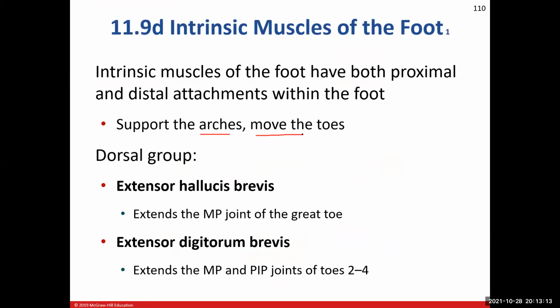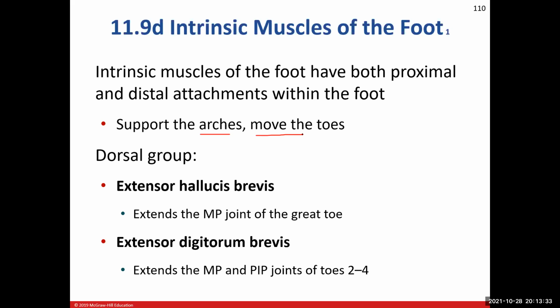Also, the ligaments will help with arch support too. So that's why there is physical therapy, there is rehab for folks that have fallen arches, but there's only so much that you can do in strengthening, because the ligaments also contribute to arch support.